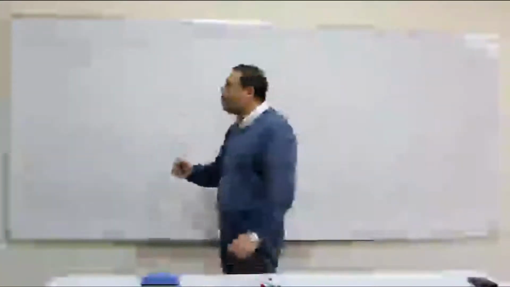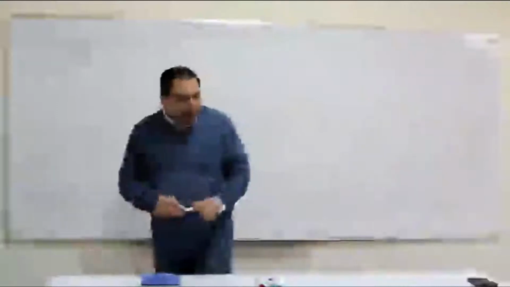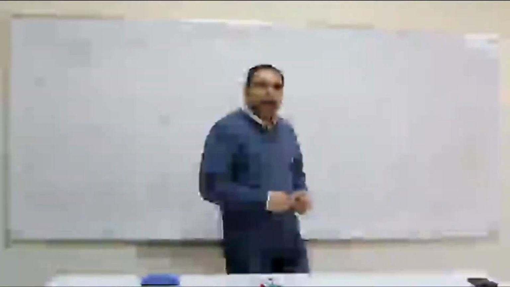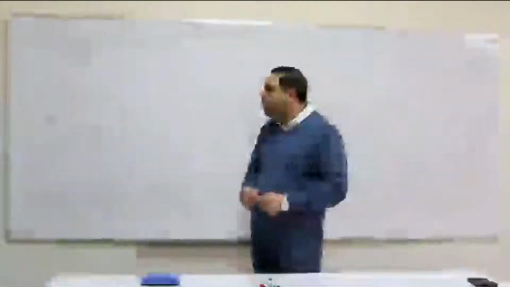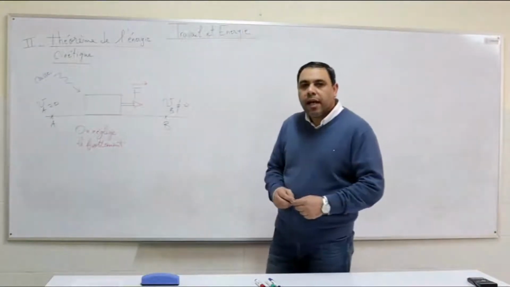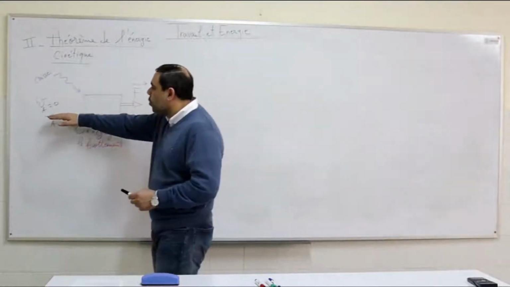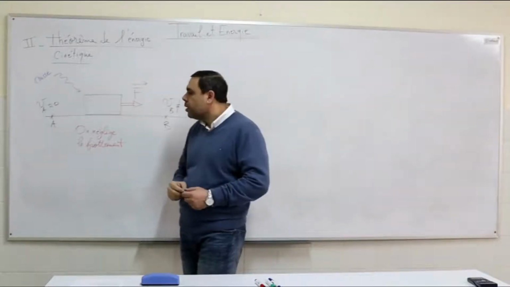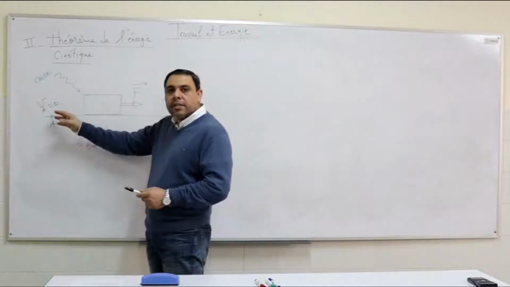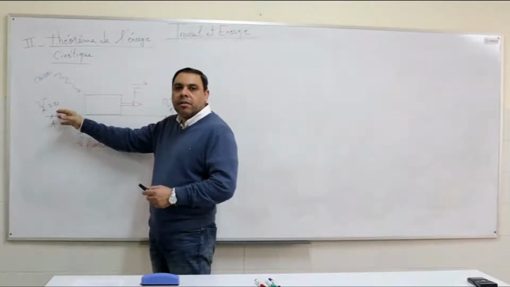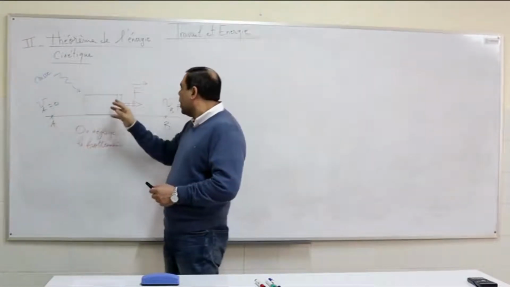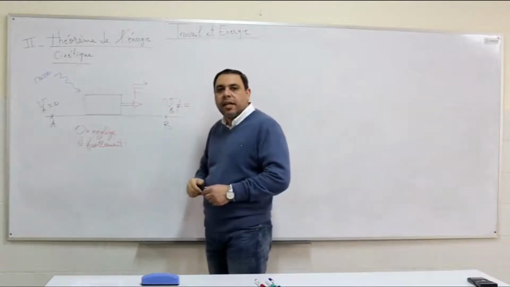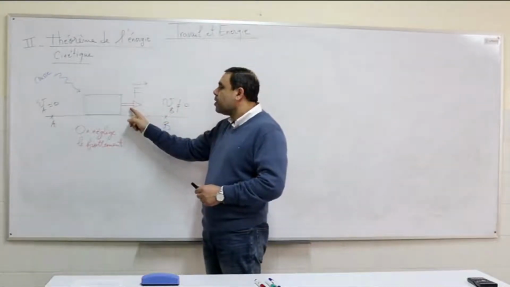We're going to resume the chapter by starting with the kinetic energy theorem. Let's start with a small example. Consider a box that is placed on a horizontal support where we neglect friction. The box leaves from point A without speed and reaches point B with a certain speed under the action of force F.